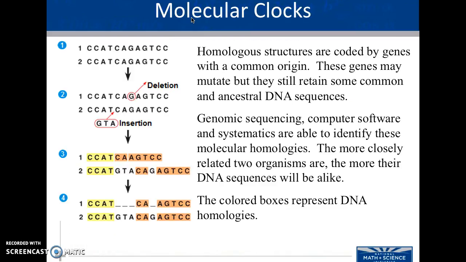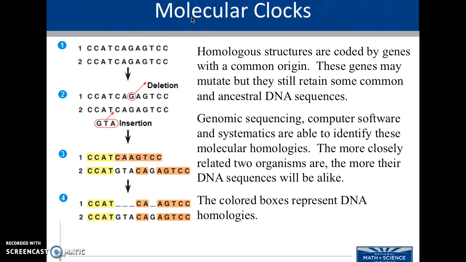Homologous structures are coded by genes with a common origin. These genes may be mutated, but they still retain some common ancestral DNA sequence. And if we think back to our DNA coding labs, we know that the genome of the human and other animals is actually pretty similar across the board. Even when we get down to yeast's relationship to us, they are still very similar. We share about half of our DNA with yeast.